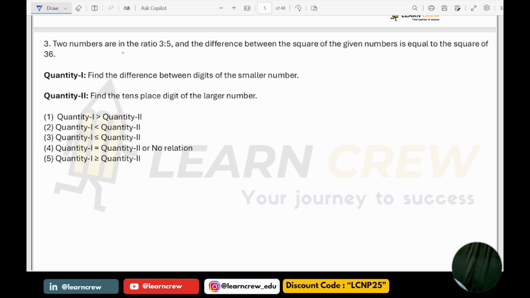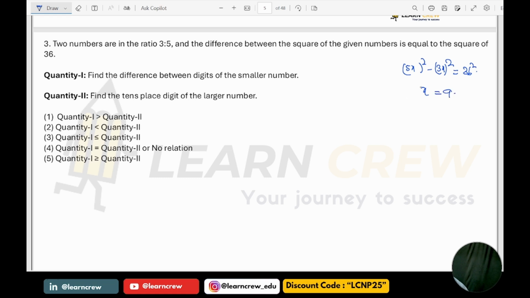Two numbers are in the ratio 3:5. The difference between the squares of the numbers is equal to the square of 36. So 5x square minus 3x square is 4x square, which is 36 square. Thereby I will get x as 9.